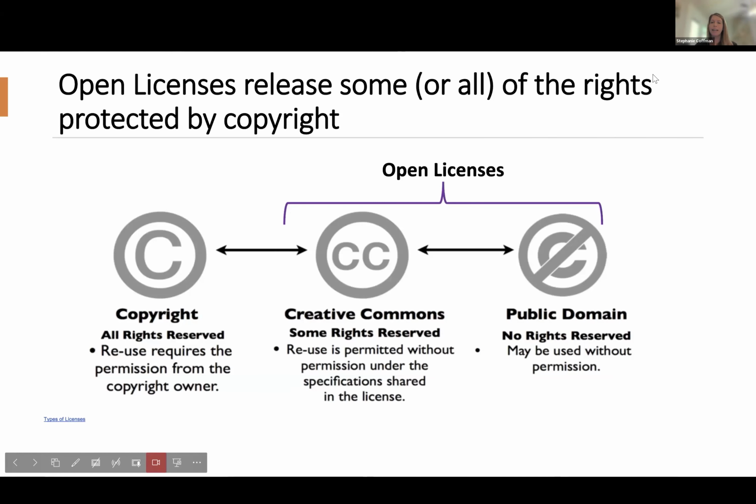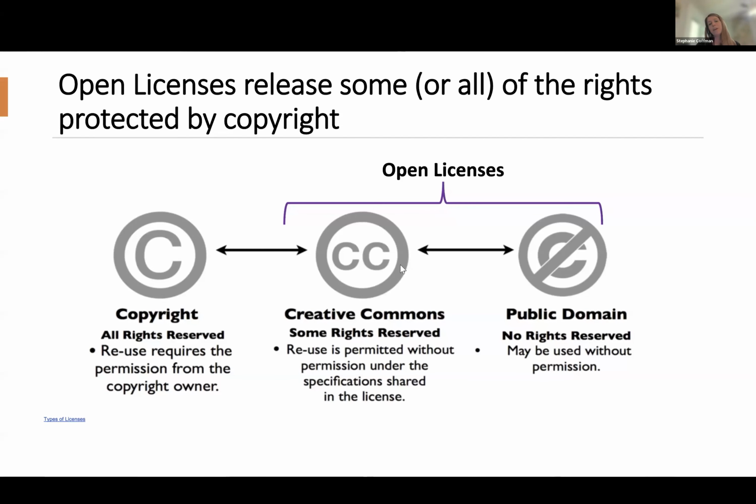So what these open licenses do, here on the far side for copyright, is this: as soon as you create something, it's protected by copyright. And that means that any reuse requires permission from you, the person who wrote it, the copyright owner. Now, if you're making something for your class that you want to make a little easier to share, then we have these other options, these Creative Commons options.